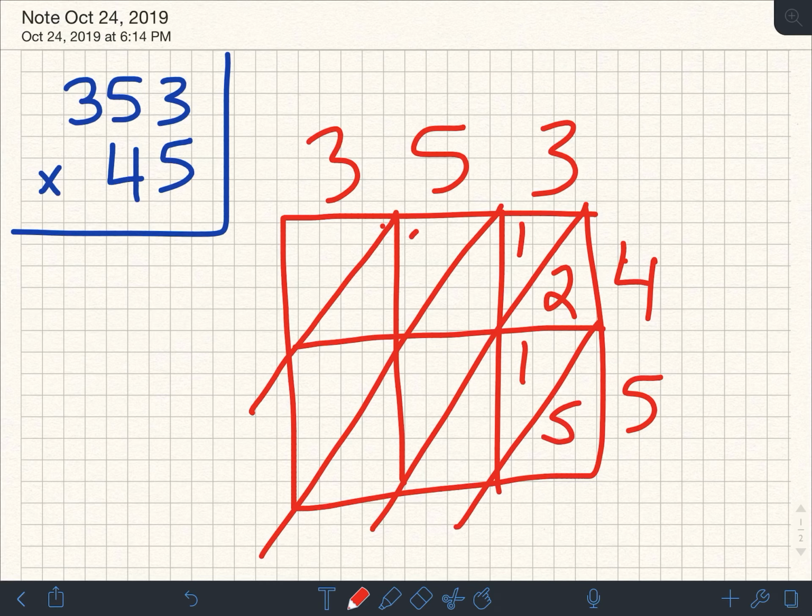5 times 4 is going to be 20. 5 times 5 is going to be 25. 3 times 4 is going to be 12. And 3 times 5 is going to be 15. So now that we have all the boxes filled in, we treat every diagonal row like a slide.